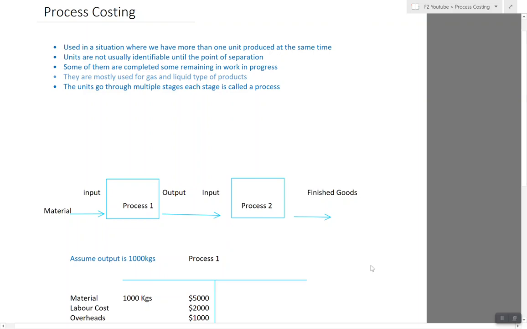Just to give you an idea, let's say we have material, they come to process 1, then when they are finished in process 1, they go into process 2. Then when they are finished in process 2, they become finished goods. It depends on how many processes are involved in an organization. In an exam, you will be doing a specific process. They will give you information about a specific process.